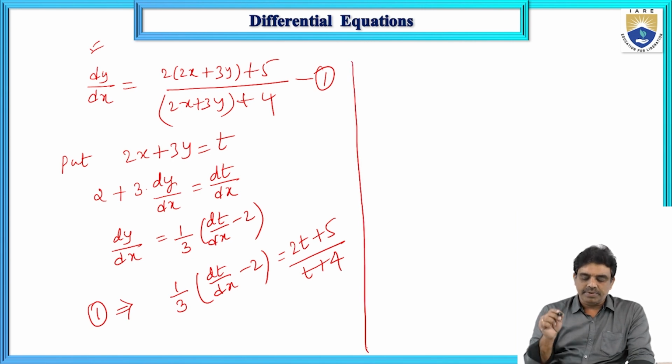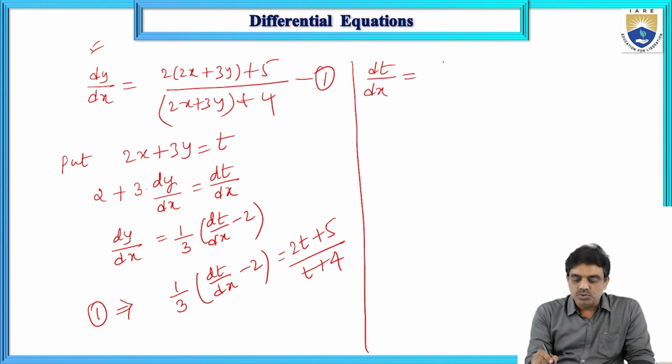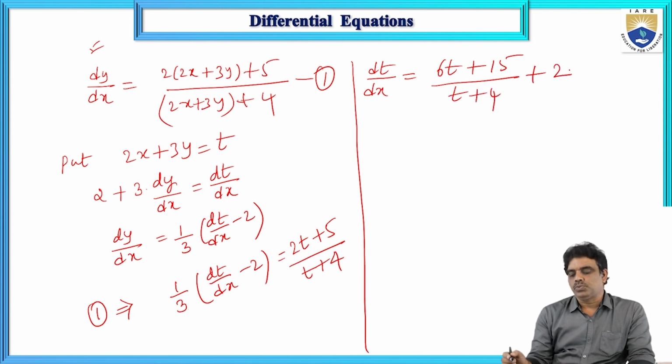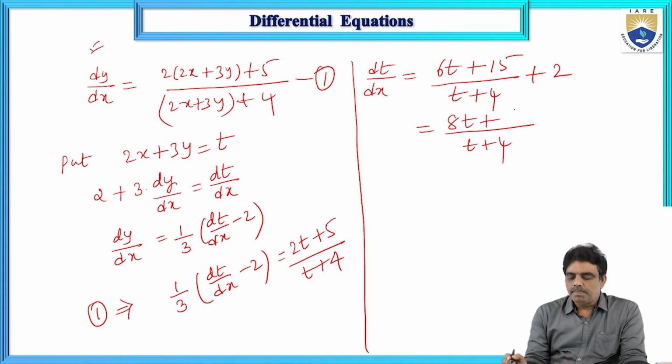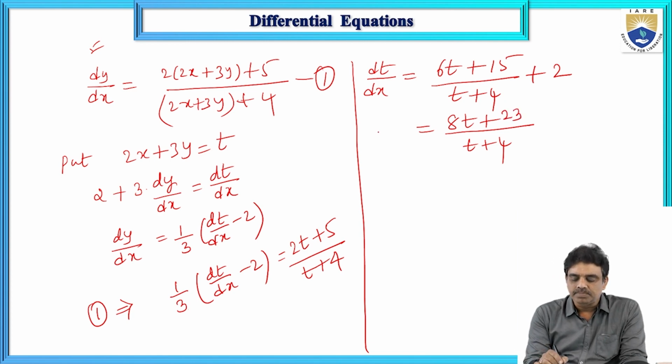So then this equation, on multiplying 3 on the right side, dt by dx is equal to 3 twos are 6t plus 3 fives are 15 by t plus 4, and minus 2 on writing on the right side you will get plus 2. So now on taking the LCM, t plus 4 is the LCM, and here 6t plus 2t, that is 8t, plus 15 plus 8. What is 15 plus 8? That is 23, which is dt by dx.